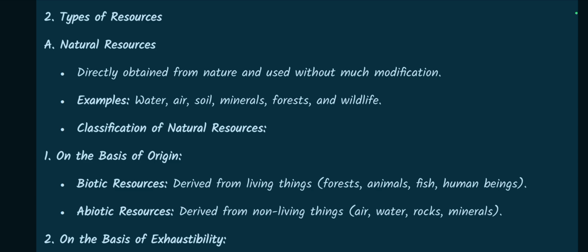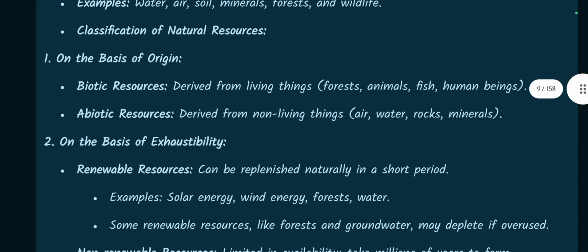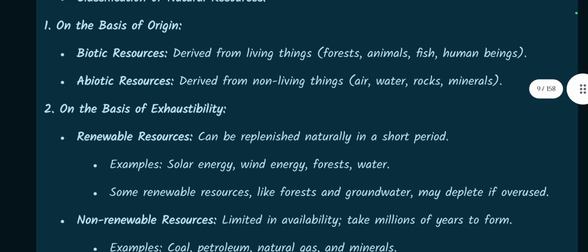Classification of natural resources. On the basis of origin: biotic resources and abiotic resources. Biotic resources are derived from living things such as forest, animals, fish, and human beings. Abiotic resources are derived from non-living things like air, water, rocks, and minerals.